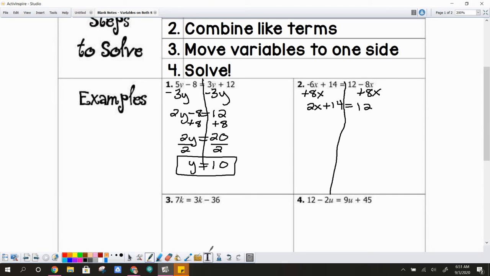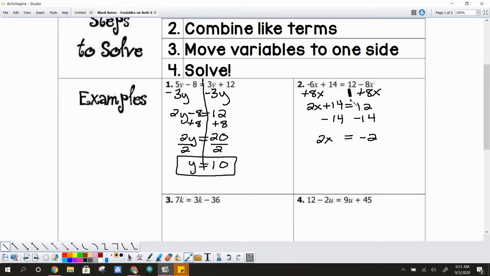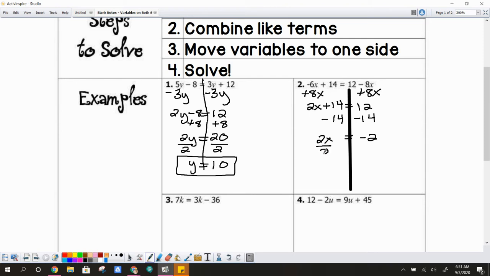For my line, oh, that's a bad line. Just pretend like there's a line there. Okay, so now I can go ahead and solve. I'm going to get rid of that addition first. With my addition here, I want to do the opposite, which is to subtract. So I have 2x equals, and then 12 minus 14 is a negative 2. And then at that point, I can do my division. Divide both parts by 2. So x equals a negative 1.